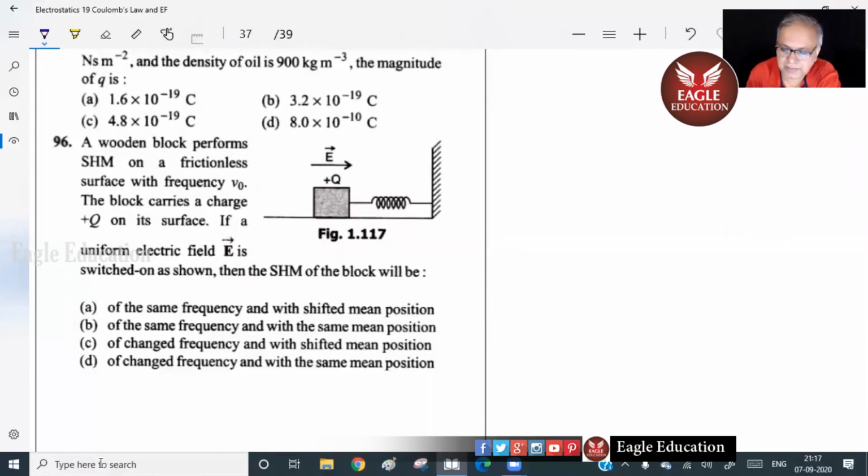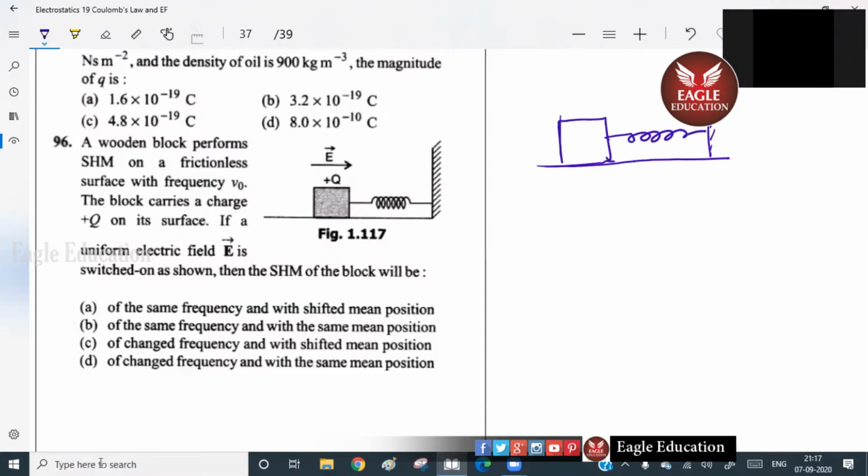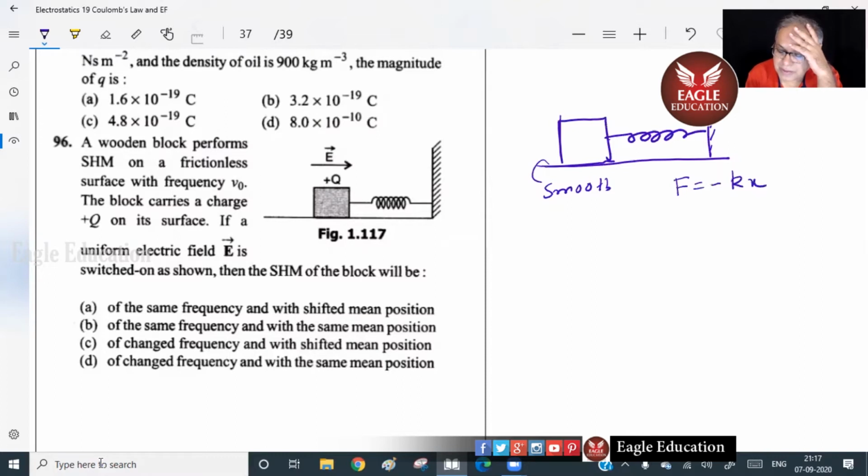Look, if I have a block like this and a spring mass system, do you know the time period of such a system? If there's no friction here, smooth. If I pull it or push it by x and release, the restoring force will be only F equals minus kx. That is ma equals minus kx. a equals minus k by m into x. So omega squared equals k by m. So time period T equals 2 pi root m by k, because omega is 2 pi by T.